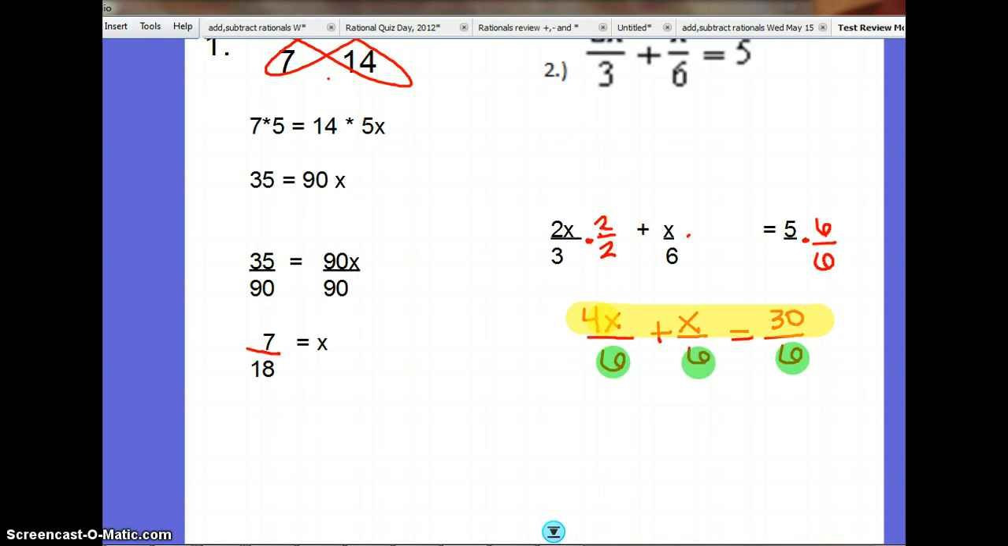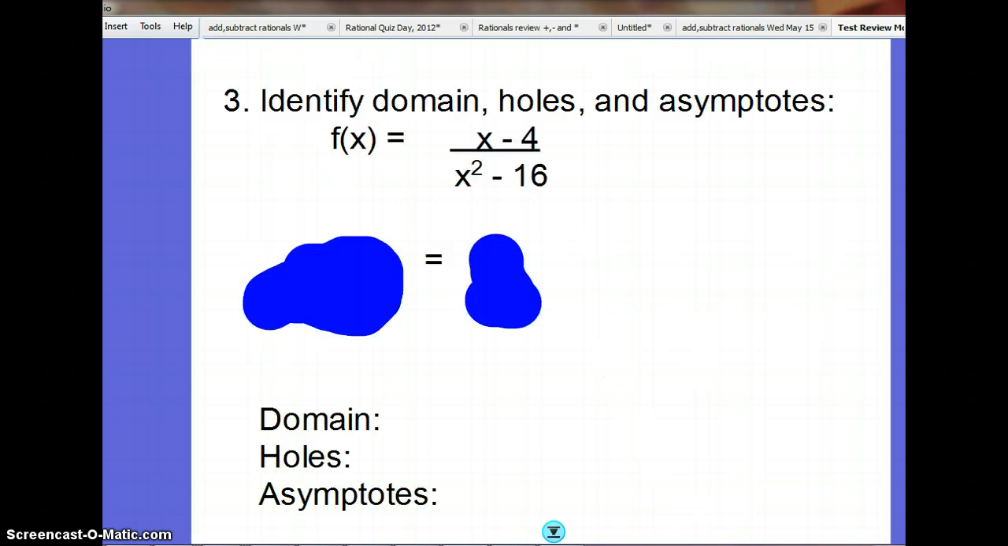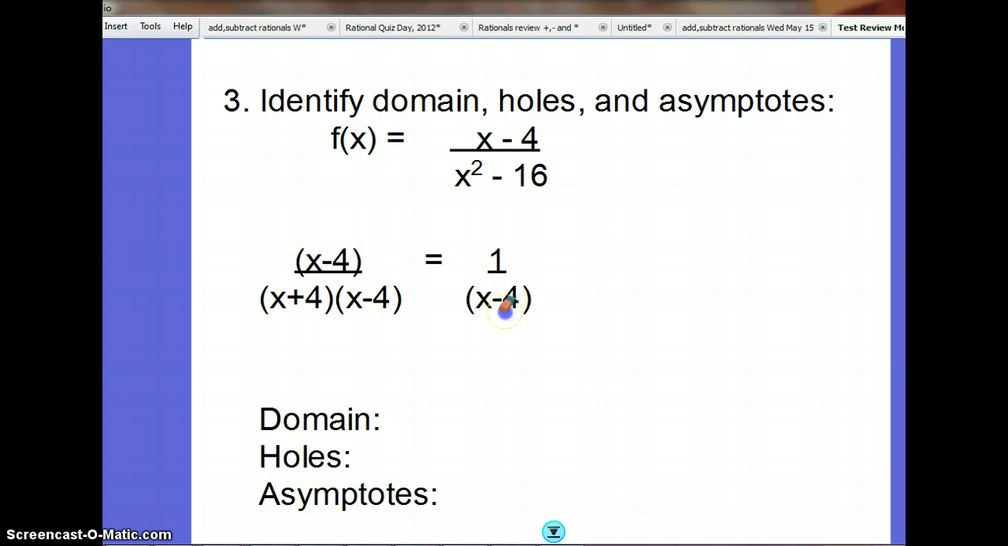4x plus x equals 30 simplifies to 5x equals 30. Divide both sides by 5, gives me my answer of x equals 6. Moving on to the next problem, making sure we can still remember how to identify domain, holes, and asymptotes. The first step is to find this function in factored form, and so I have done that here. So x minus 4 over x plus 4, x minus 4. And then I can cancel out the x minus 4 over x minus 4, which simplifies to 1 over x plus 4.